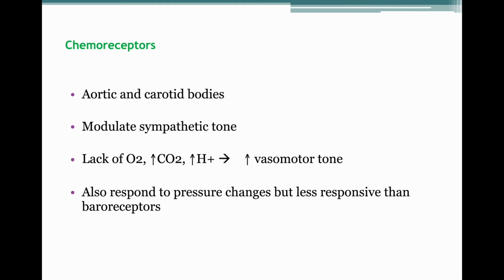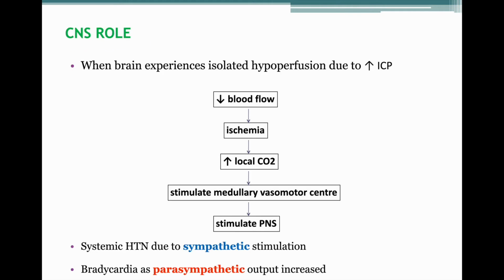The chemoreceptors doesn't mean they only have to sense O2, CO2 and H+. Even low flow states can cause stimulation of the chemoreceptors, but they are less responsive than the baroreceptors. So the baroreceptors will get stimulated first because of the flow changes and then the chemoreceptors.